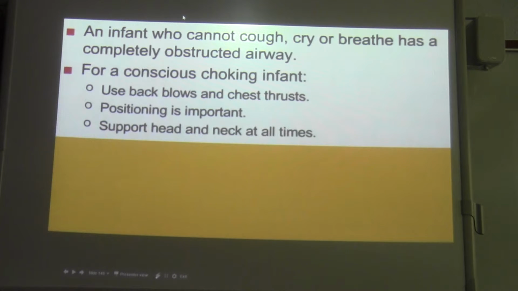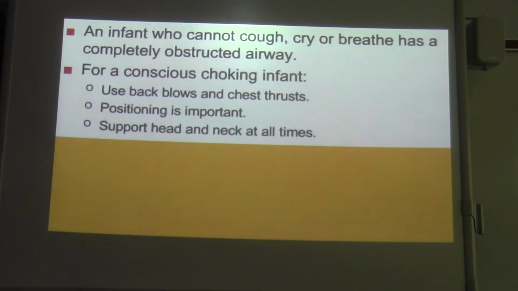Question number 1 up there for you guys on page 62 reflects on, for a conscious choking infant, these are the things you need to do in order to help them. Use the back blows and the chest thrusts. Your chest thrusts on an infant are just like the chest thrusts you give when you're giving them CPR. Exactly. 2 to 3 fingers right above the sternum, pressing down about 1.5 inches.